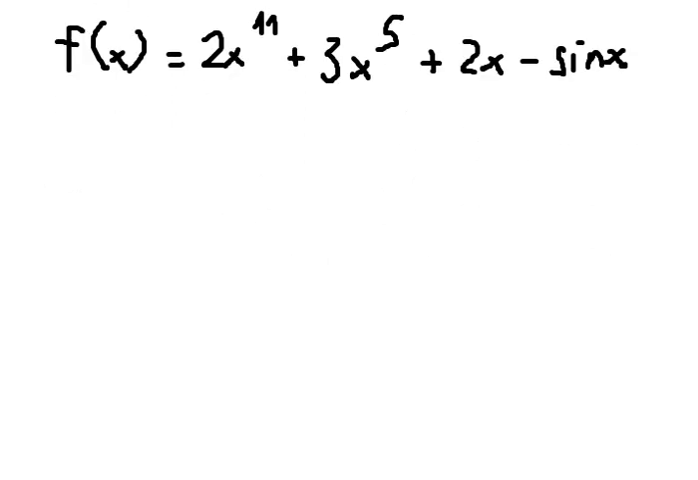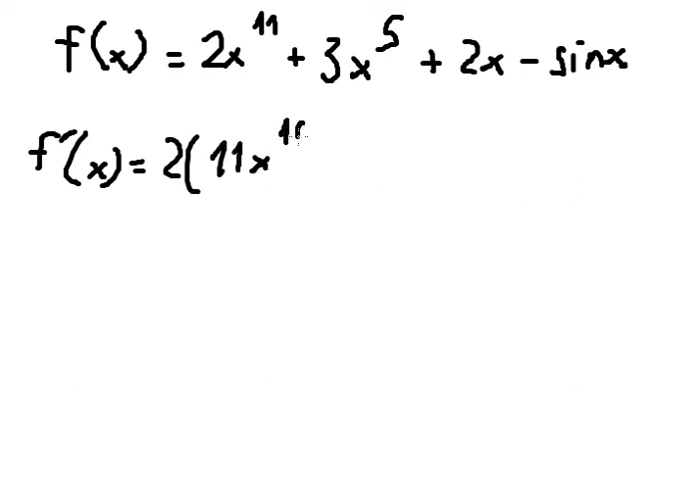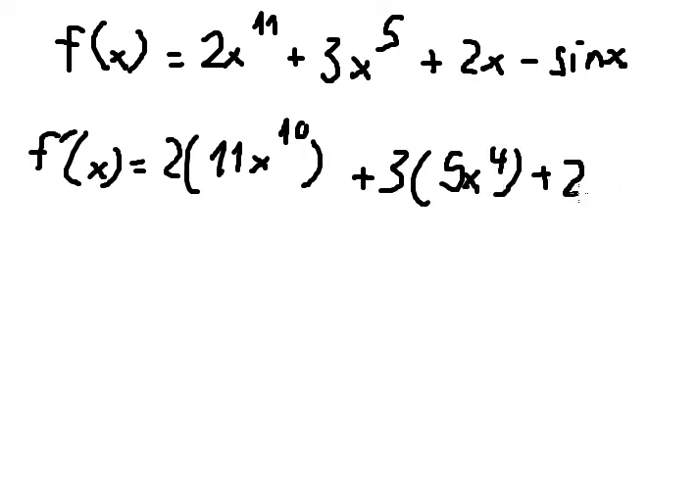Next, we need to find the first derivative of this one. The first derivative of x to the power of 11 is 11x to the power of 10. This one is 5x to the power of 4. This one is positive number 2, and this one we have cosine x.